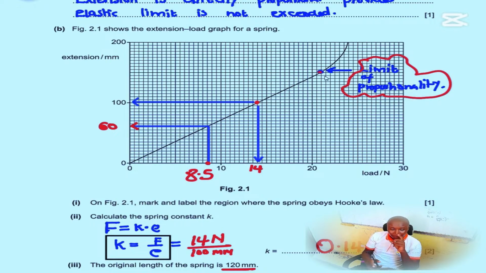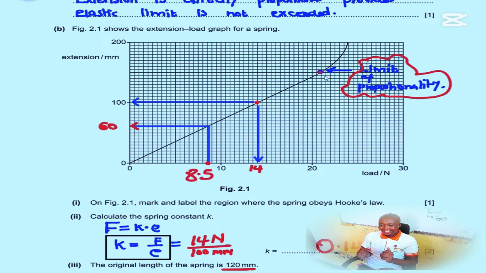From the graph, the limit of proportionality is the point where the straight line stops being straight. That point where I've indicated this. And then you need to know how to state it. If you are asked to define limit of proportionality, we are going to say this is the maximum point up to which extension is directly proportional to the load or to the force.